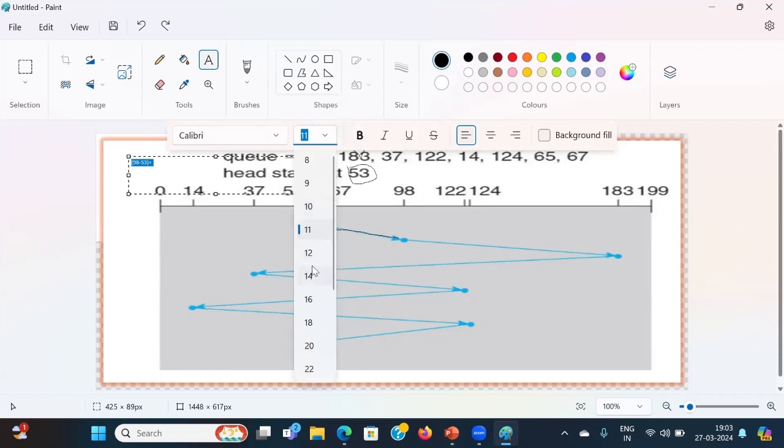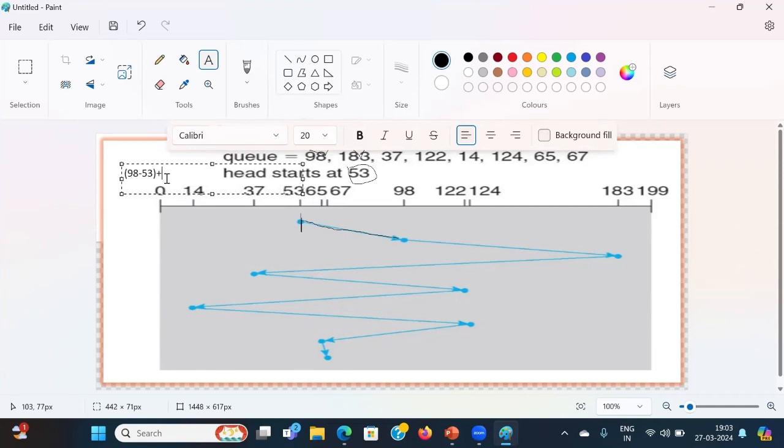Use this size so that it will be visible for you. Okay. So now, why I have done this plus? I will just explain here. Okay, so here, as you see, initially it was there on 53. Now your read write head should be moving from 53 to 98.